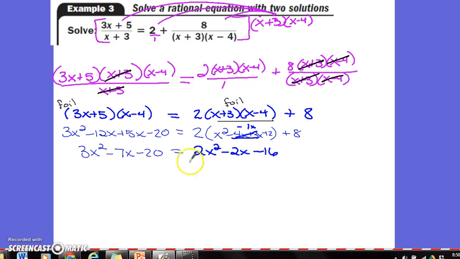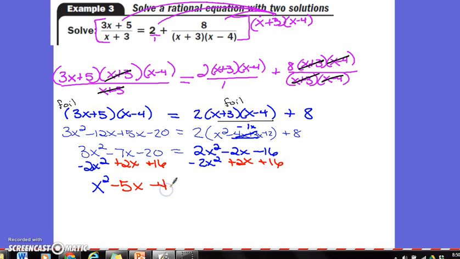Okay, so now I'm going to solve. I'm going to say minus 2x squared, minus 2x squared. And since this is x squared, everything's going to need to come over to the left-hand side. We're going to need to set it equal to 0. We're going to need to factor. So this will be x squared. We're going to then add the 2x. This is going to be minus 5x. We're going to add the 16. It's going to be minus 4. So equals 0. So then we factor this. This will be x minus 4.